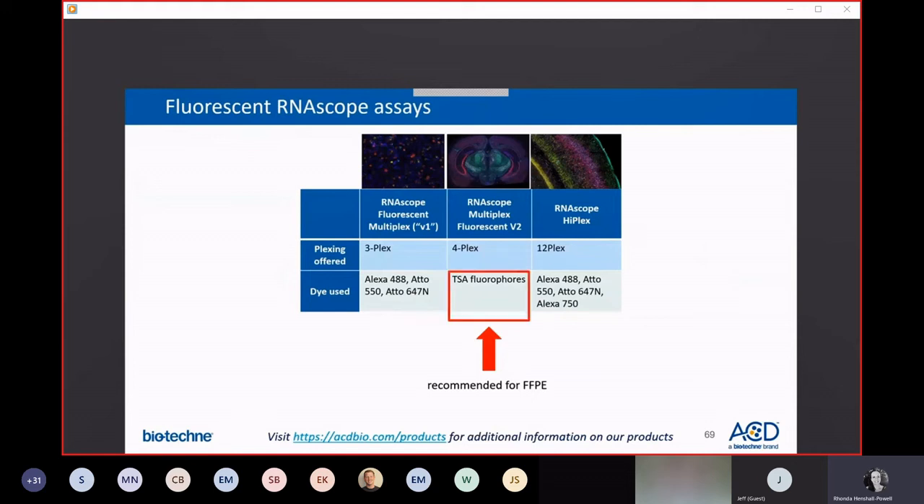However, we have a fluorescent RNAscope multiplexable chemistry called the Z2 chemistry that actually uses pyramide signal amplification fluorophores. And with this additional level of signal amplification, you actually combat the autofluorescence in FFPE samples, and you can use this chemistry to look for gene expression in FFPE samples without too much of a problem.